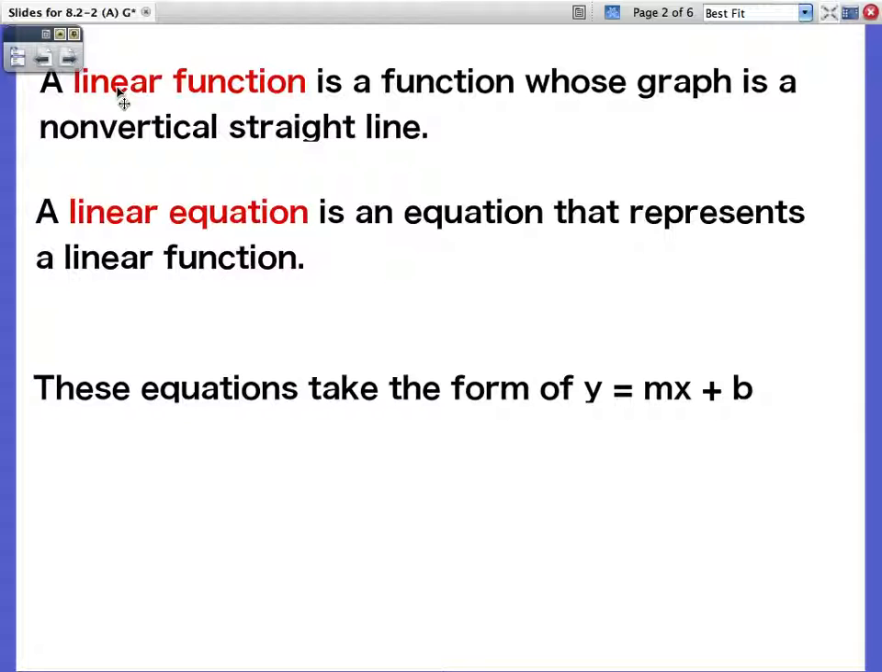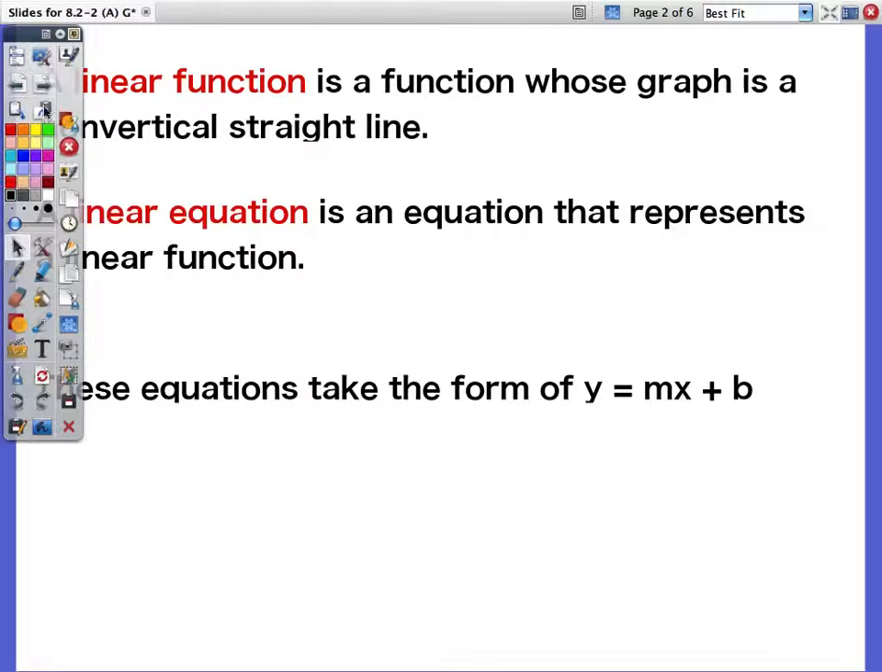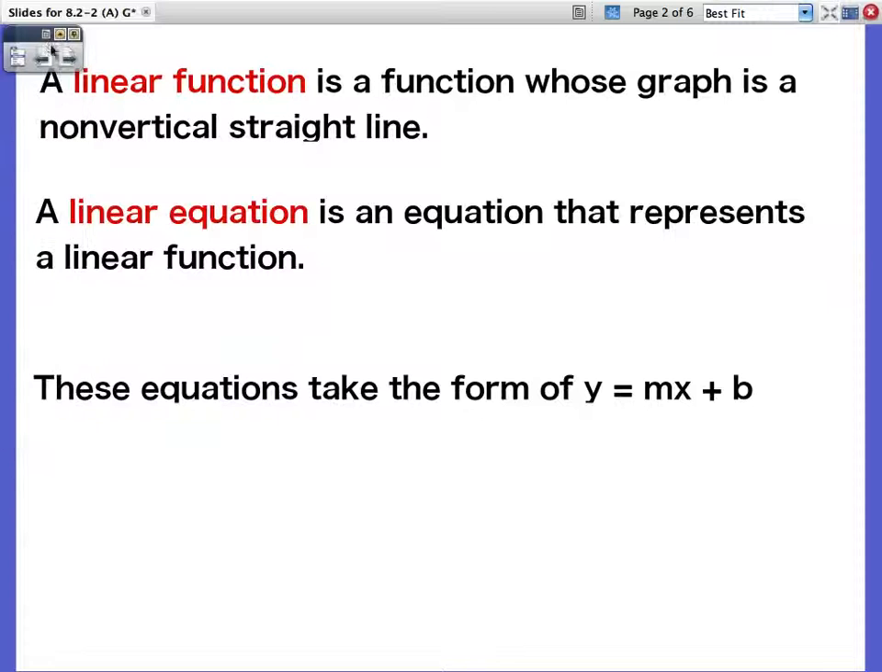And then a linear equation is an equation that represents a linear function. And these equations always look like this: y equals mx plus b. That's really the rest of the unit. We're going to be dissecting all of this and figuring out what each letter does to the line.